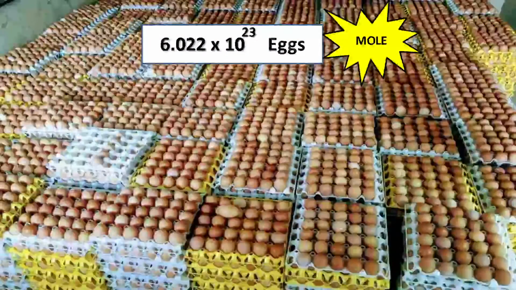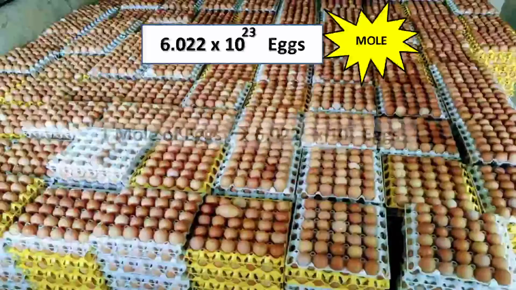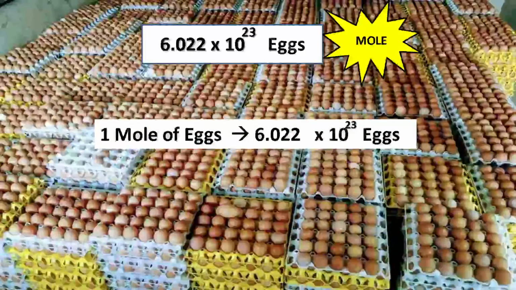In the world of chemistry, this number is called a mole of a substance. Therefore, 1 mole of eggs means there are 6.022 into 10 to the power 23 number of eggs. Obviously, we do not use mole when we express a set of eggs. Rather, we use dozens.